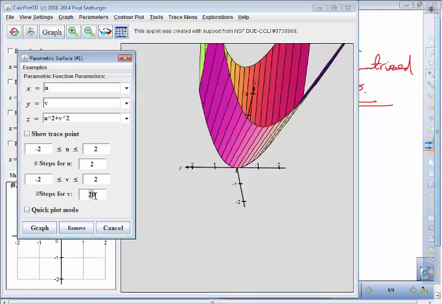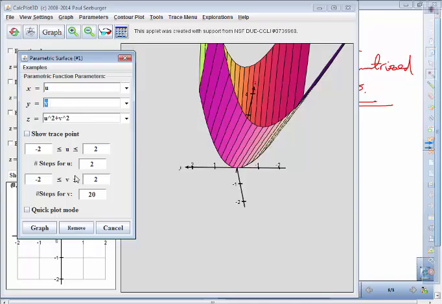I kept the number of steps for V, so V was equal to Y. So it looks like I have my Y-axis, and the way graphing programs work, from computers to your calculators, is that they don't really graph the graph. They plot points, and then they connect the points with lines. So anything that you see in the graphing program is all connected with lines.